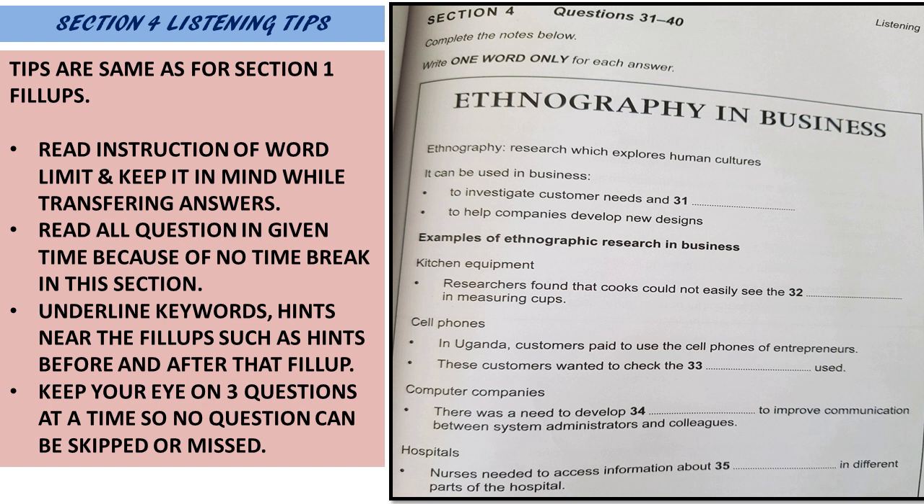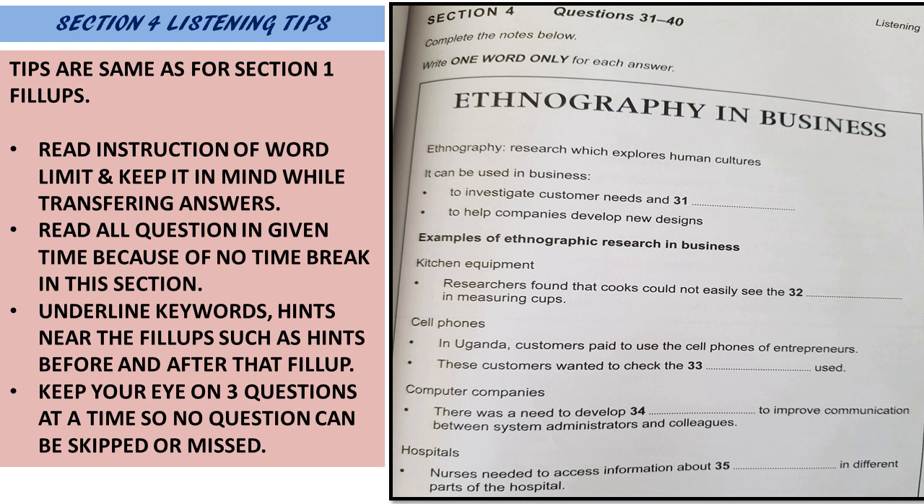Then there are examples given of ethnographic research in business. Firstly is kitchen equipment. Researchers found that cooks could not easily see the dash in measuring cups. So here you need to listen for what the cooks were not able to see in the measuring cups. Next is cell phones. Second bullet point, these customers wanted to check the dash used. As it is mentioned that the customers paid to use the cell phones of entrepreneurs, but why do they use their cell phones? What do they want to check about the entrepreneurs? So here you need to listen for that thing.